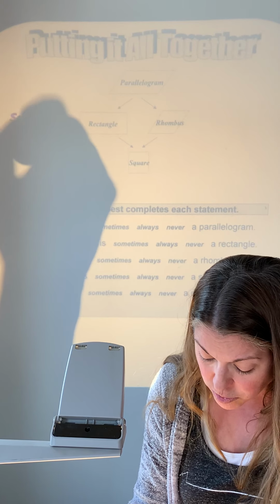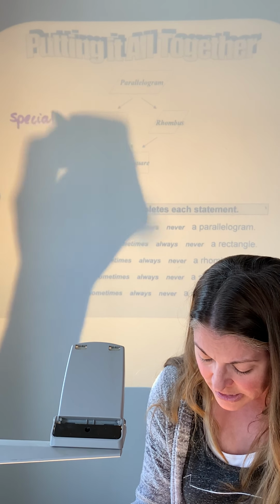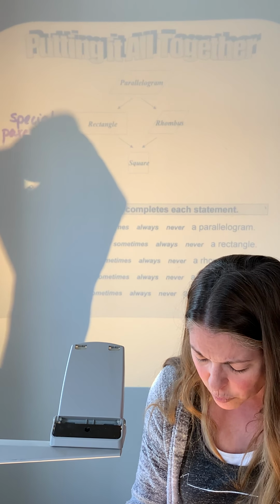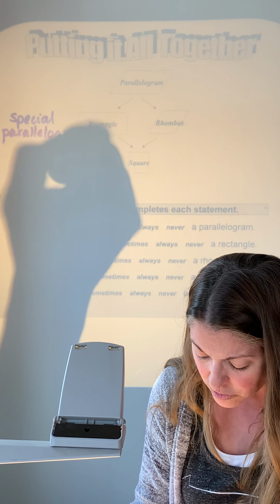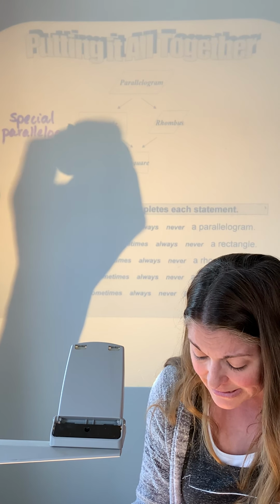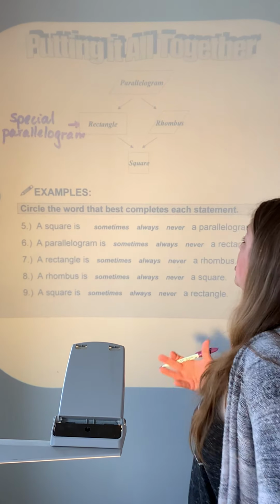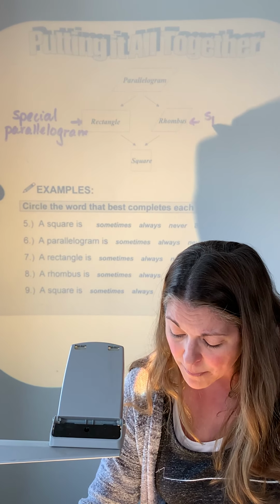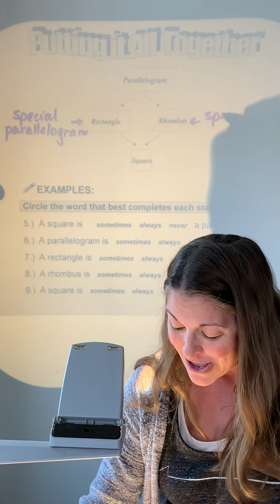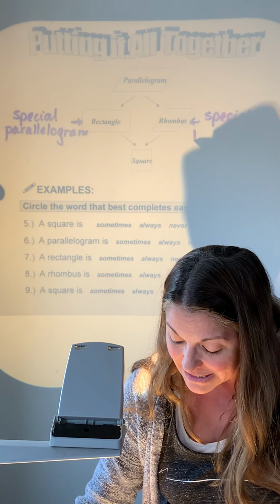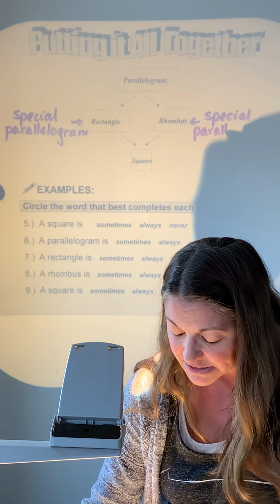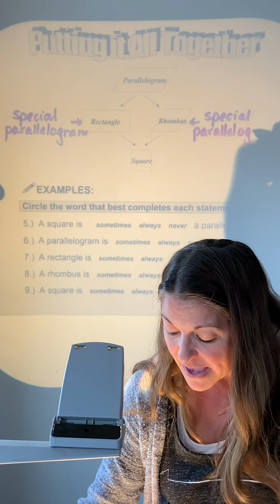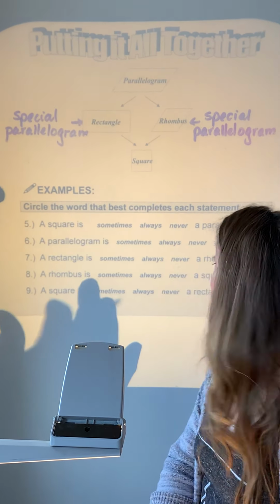So I'm actually just going to write that on the side, just so we remember that even though we call the rectangle a rectangle, it is technically a parallelogram. It's just a special one. And then same thing for rhombus. We call it a rhombus. Some people call it diamond. But all it is is a special parallelogram. It's a parallelogram that has some extra special features.